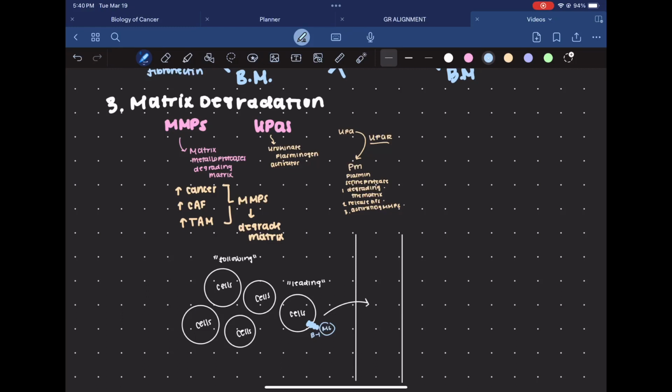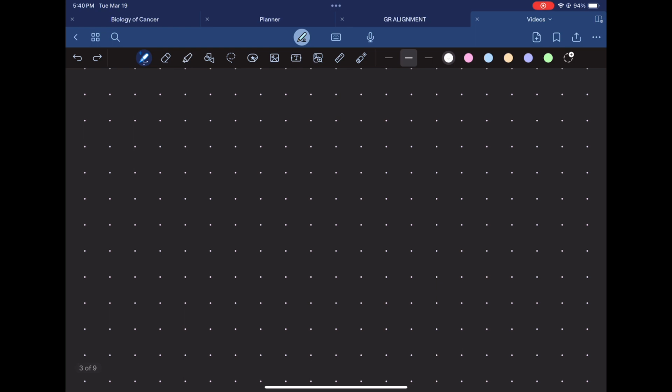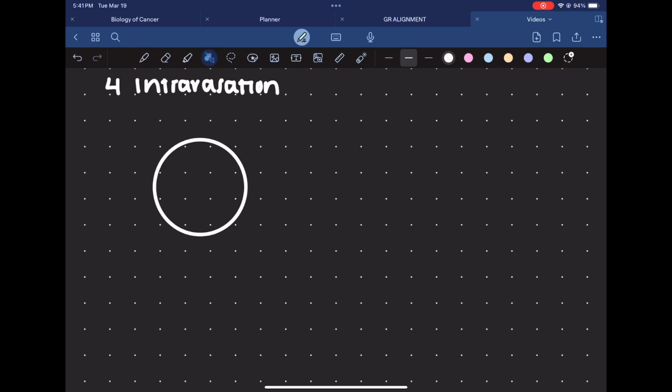Hi everyone! So in the prior video we talked about step 3 of metastasis, where we engage in this matrix degradation step. For this video we're going to talk about intravasation. Let me zoom in a bit. Intravasation. And this is the process by which our cancer cell is going to enter the bloodstream.